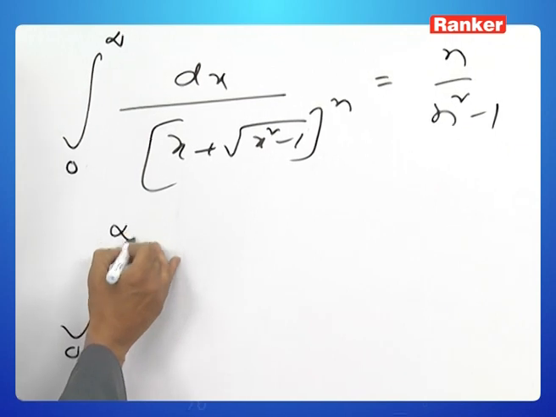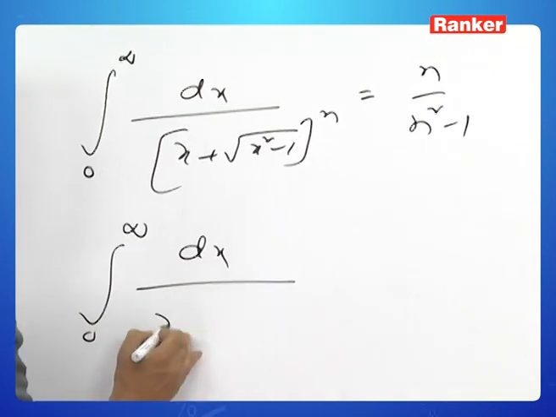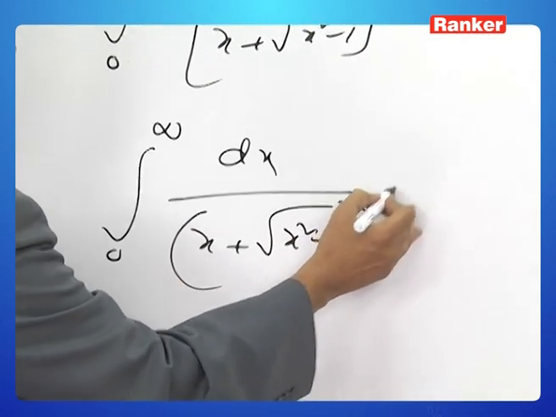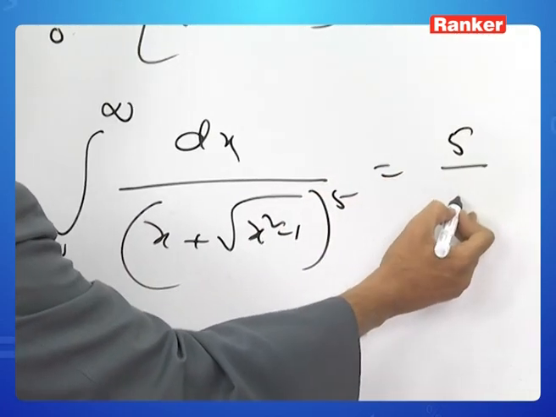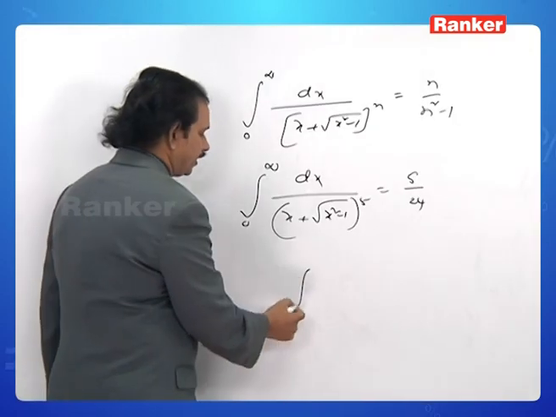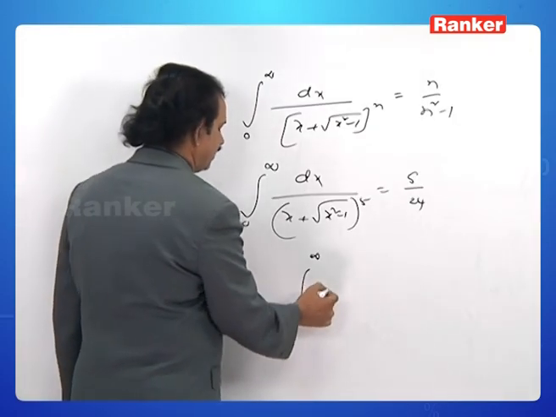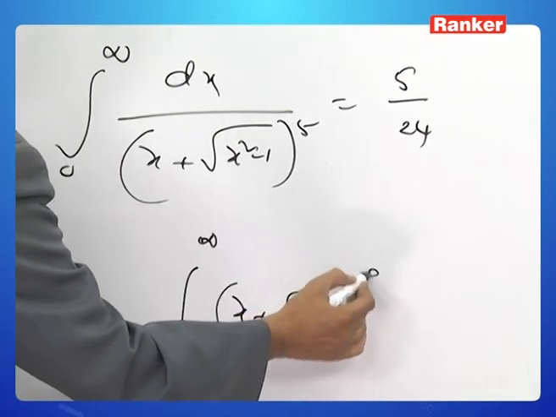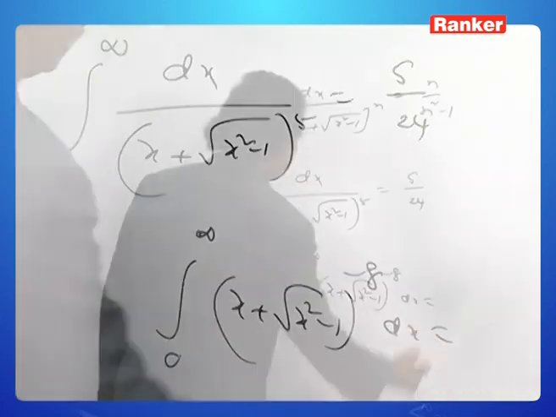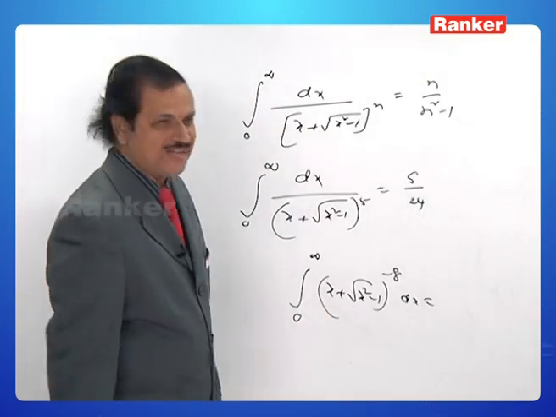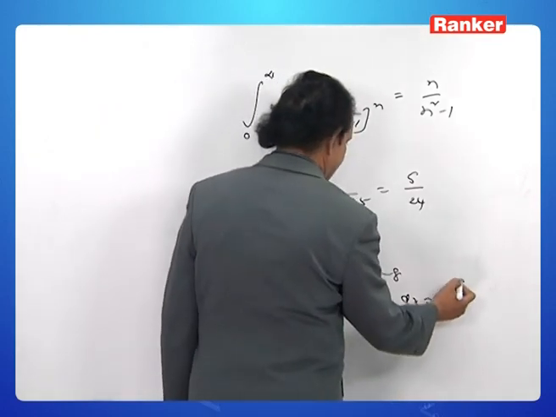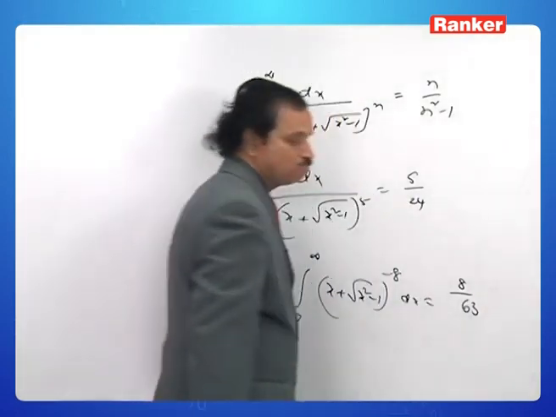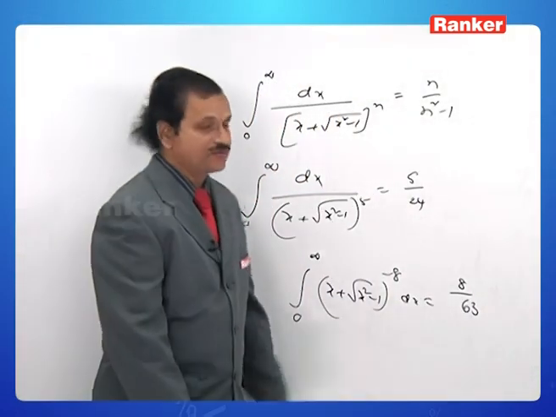Integral 0 to infinity dx by x plus square root of x square minus 1 whole to the power of 5. Come on, the answer is 5 by 25 minus 1 is 24. Integral 0 to infinity of x plus square root of x square minus 1 whole to the power of minus 8. Come on, what is the answer? What are you having in the place of n? We are having 8 in the place of n, hence the answer is 8 by 8 square, 64 minus 1, that is 63. 8 by 63. Like that we simplify.